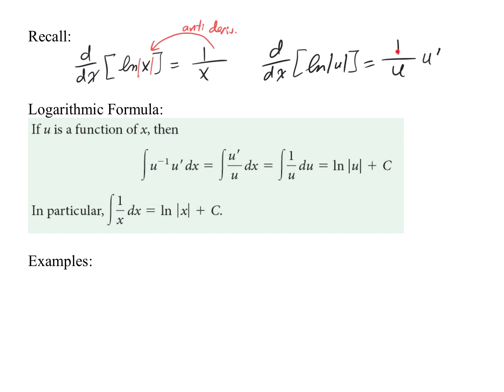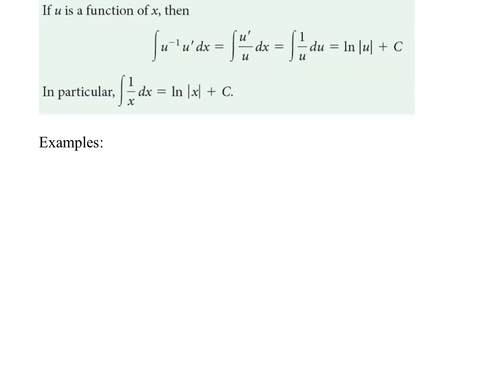Because this derivative is true, the antiderivative that takes this and turns it into this is also true. So the antiderivative of u to the negative 1 times u prime, or another way of saying that would be the antiderivative of u prime over u is equal to the natural log of the absolute value of u plus c. So taking this, turning it into this. All right, let's go ahead and look at some examples of that.